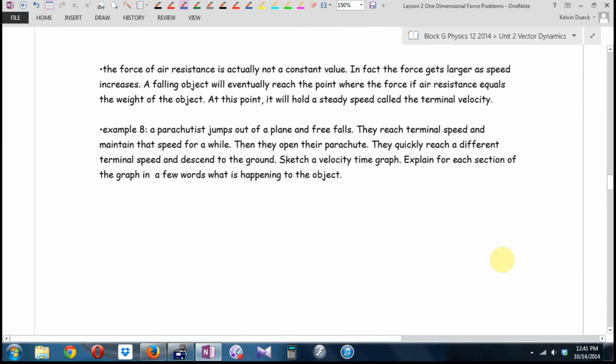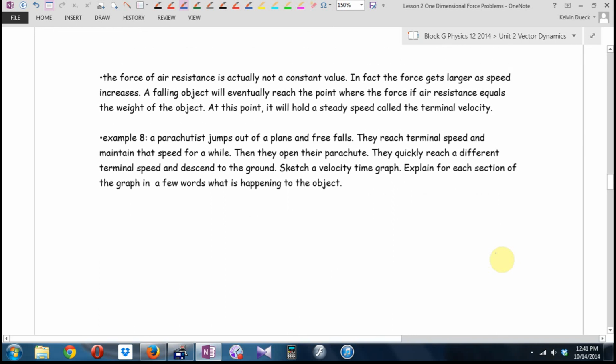The force of air resistance is actually not a constant value. I've said this already, but I'll say it again. In fact, the force gets larger as speed increases. You notice that if you ever stick your hand out of the window of a moving car and turn your hand sideways. It also depends on the cross-sectional area that you're presenting to the direction of travel.